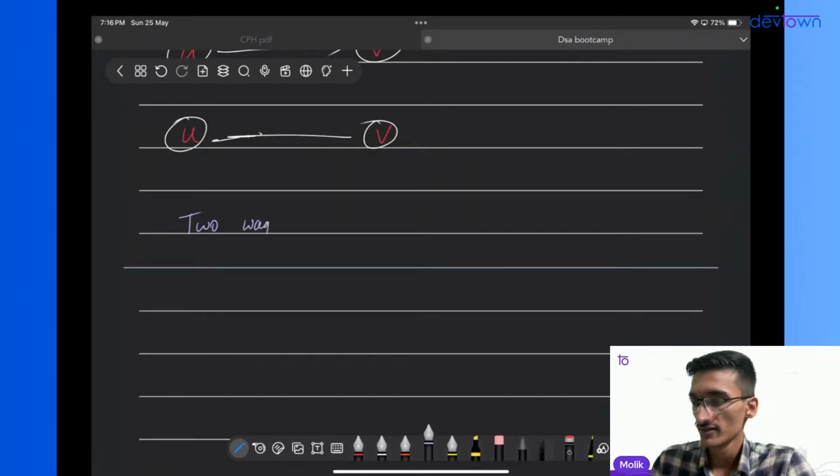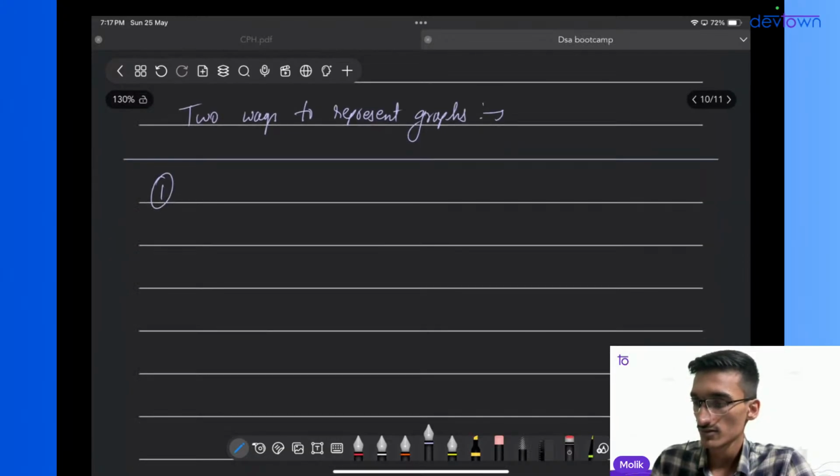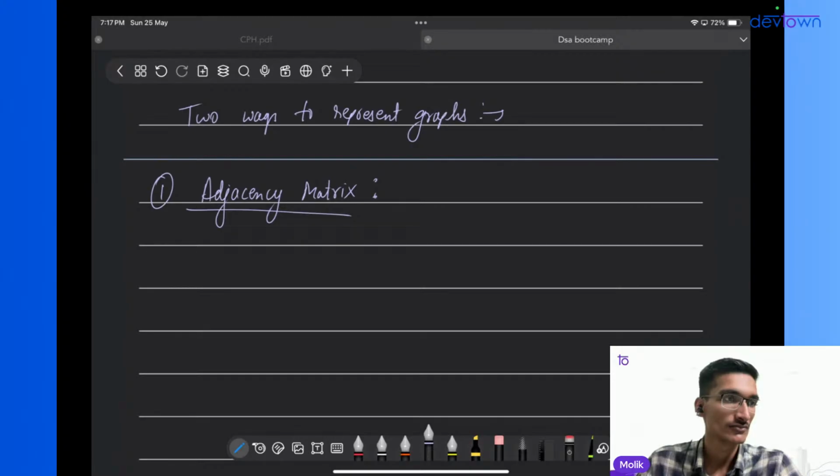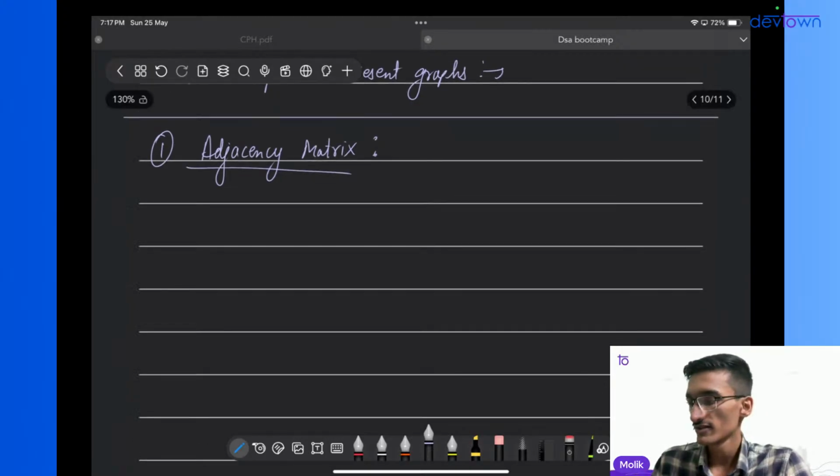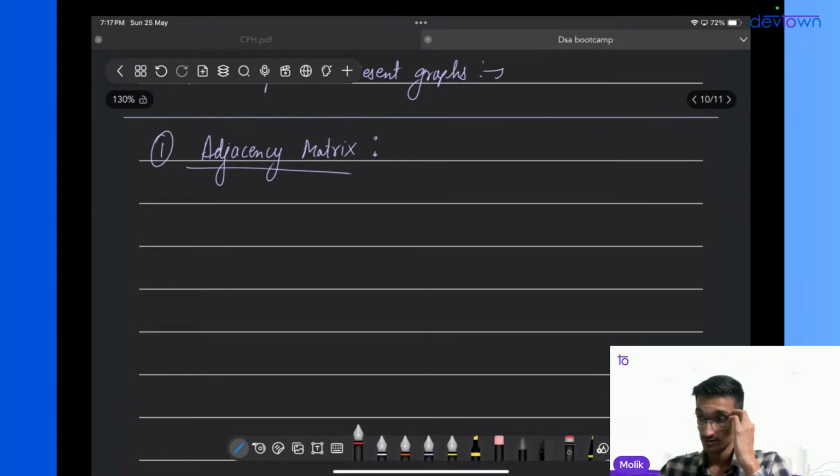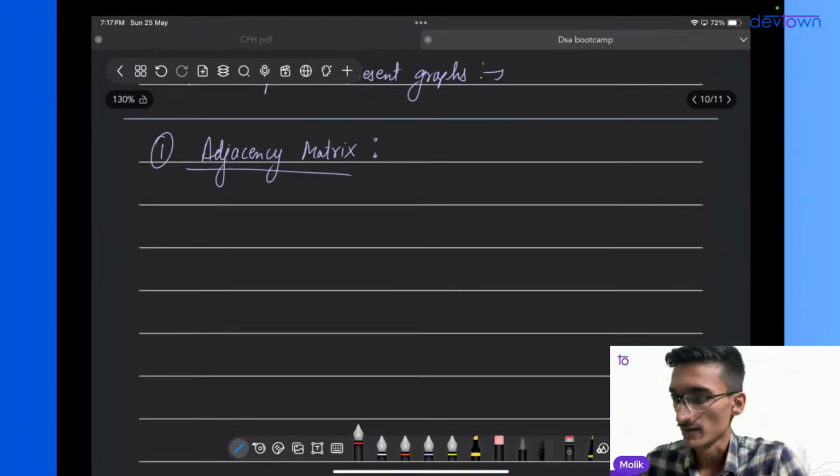Two ways to represent graphs. First is adjacency matrix. So this method of representing is quite simple. So let's imagine that you have V vertices.